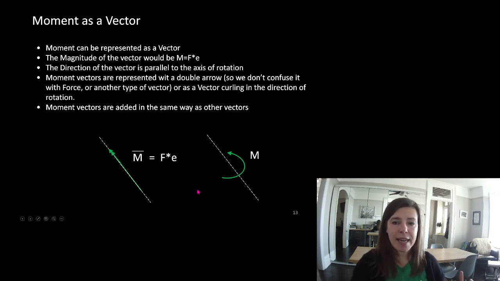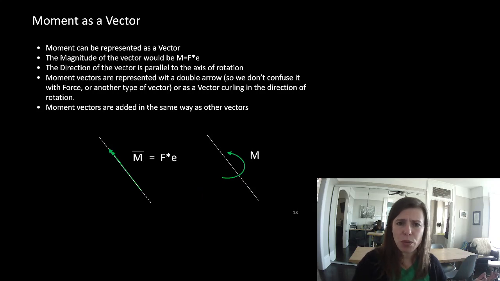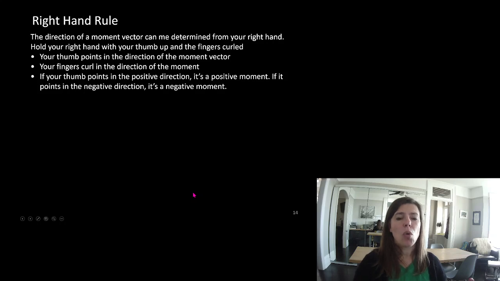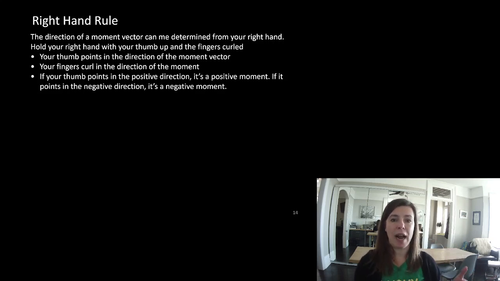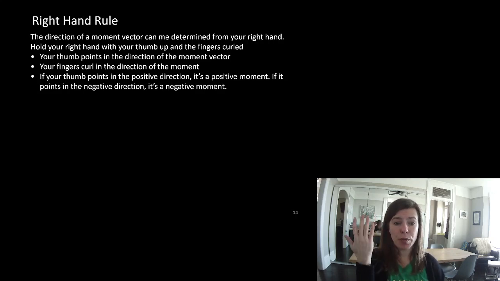Moment vectors are added in the same way we could add other vectors. We're not going to do a lot with that, but it's good to know that the rules apply for it. We like to know that moments can be represented as a vector because it helps us talk about what direction things are spinning, and it's going to help us keep track of what's positive and what's negative.